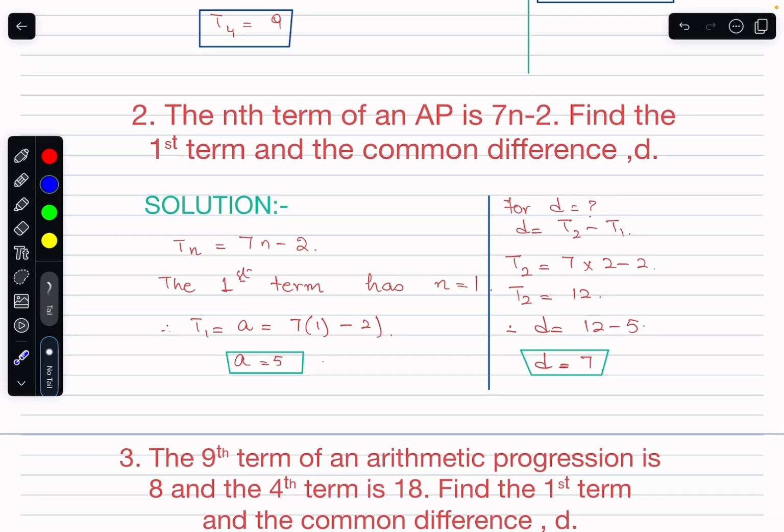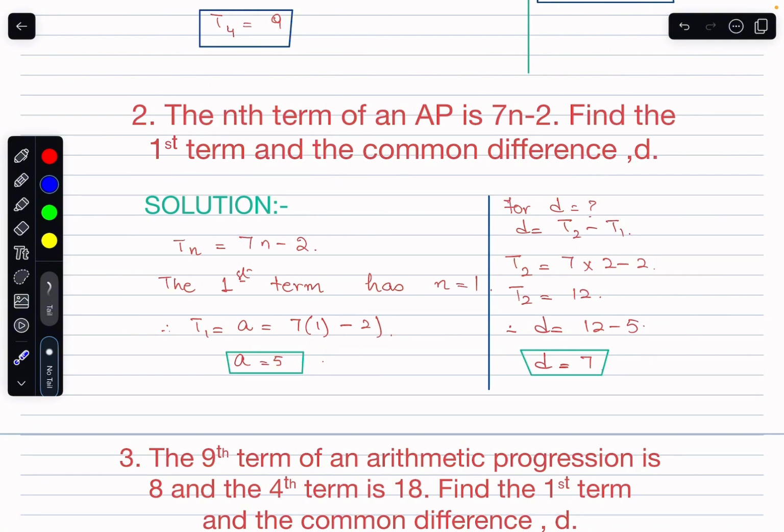The nth term of an AP is 7n minus 2. That is, Tn equals 7n minus 2. Find the first term. That means we have to find A and the common difference D. We just have Tn, the nth term formula, which is 7n minus 2.